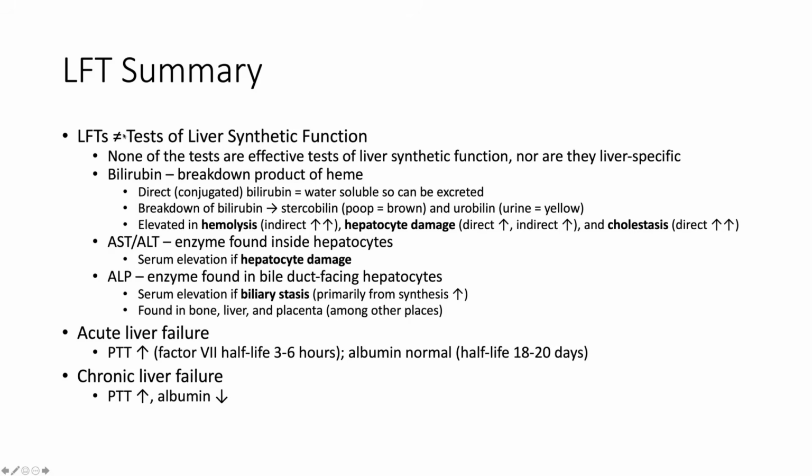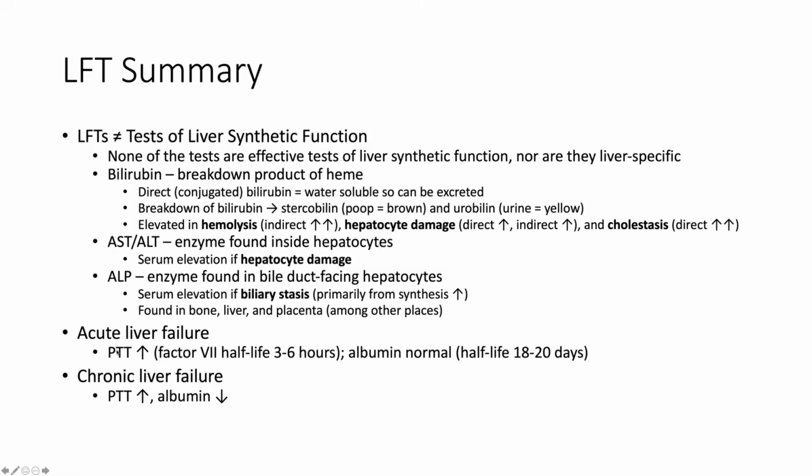So in acute liver failure, again, LFTs are not actual tests of liver synthetic function. The tests of liver synthetic function are PTT and albumin. So PTT is going to be elevated in acute liver failure, because if I can't make any coagulation factors, the ones that have the shortest half-life, in this case factor 7, which has a half-life of 3 to 6 hours, will fall very quickly. So within a day, if you just took out your liver, you would have basically no factor 7 within about a day, right? 5 half-lives. However, your albumin, which has a half-life of about 18 to 20 days, would be normal, because it has a much longer half-life.